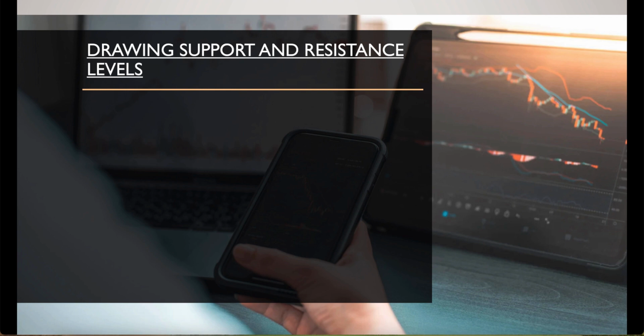I like to do it as a horizontal line, which is pretty much similar to a line like this. So I will draw that where I think there's a support level. I'll be showing you an example as well.